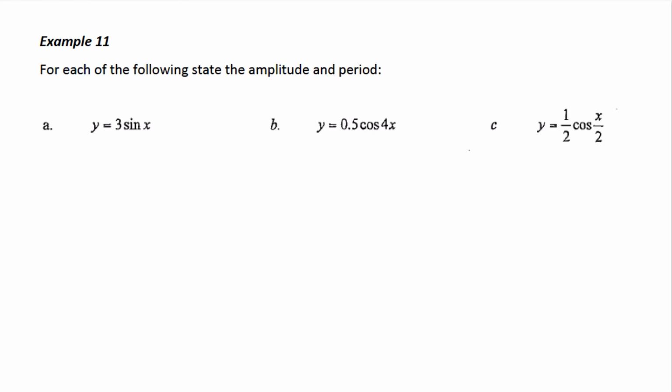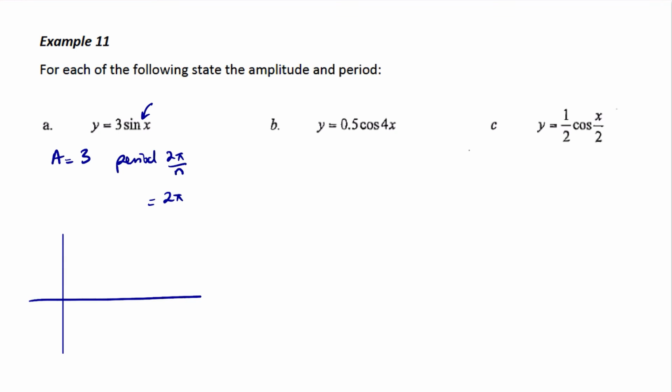So let's go ahead and practice this with a few examples here. For part A, it says for each of the following, state the amplitude and period, and I'm also going to get you to sketch it. In this case, the amplitude is the value in the front, and the period is 2 pi on n. In this case, n is the number in front of x, which is just 1. So it's 2 pi divided by 1, which is just 2 pi. Now that I have this, I can go ahead and sketch.